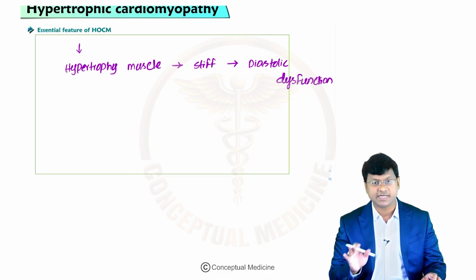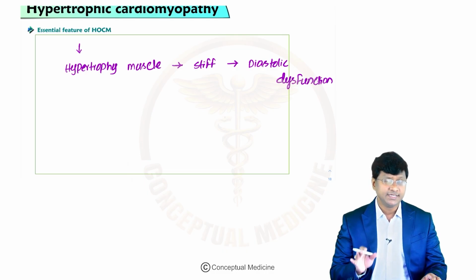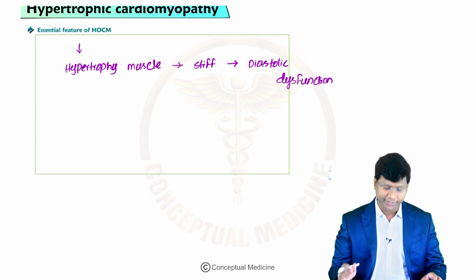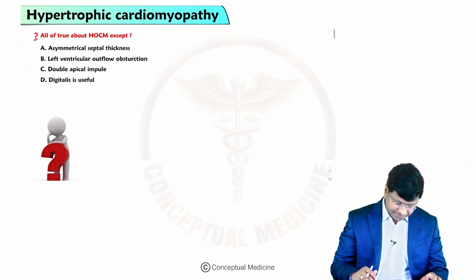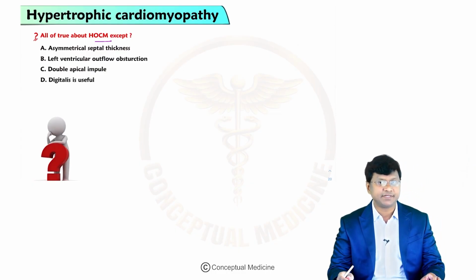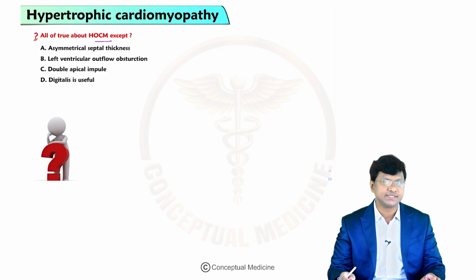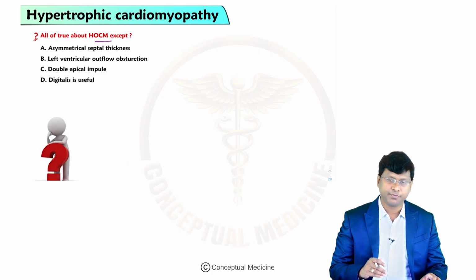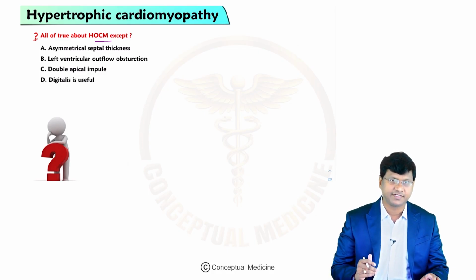Now, after having discussed the genes as well as the various types of hypertrophic cardiomyopathy, let me discuss the pathophysiology and the clinical features in patients with hypertrophic cardiomyopathy. So, all are true about HOCM except: asymmetrical septal thickness, left ventricular outflow tract obstruction, double apical impulse, digitalis is useful. Okay, we will discuss these points and then come back to the same question again after the discussion.